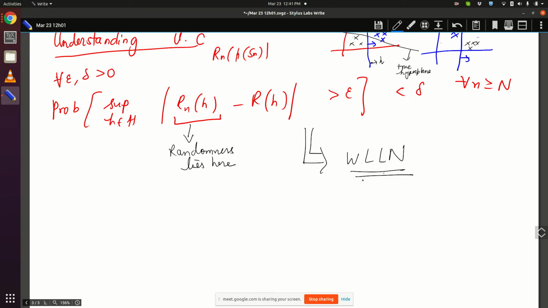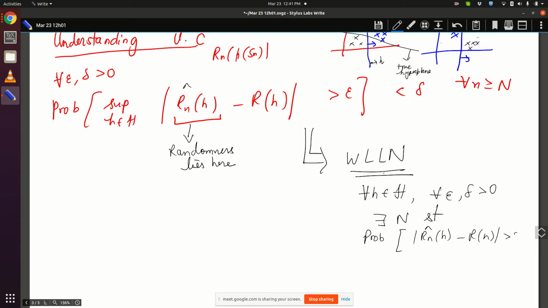So what do you need to show in the weak law? We need to show that for all h belonging to my bag, for all epsilon, delta greater than 0, there exists an n such that, the same thing without the sup, the probability that Rn hat h minus R of h is greater than epsilon is less than delta for all n greater than n. So this I need to be able to show, given that uniform convergence is true.